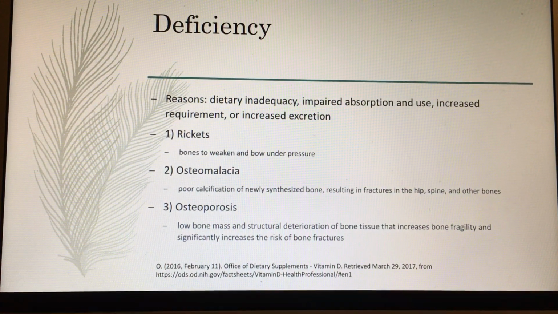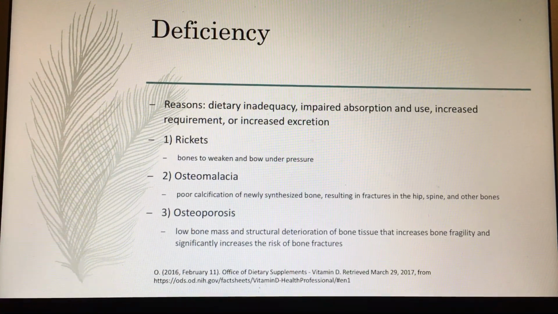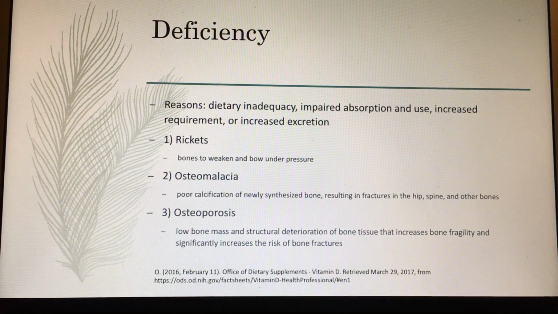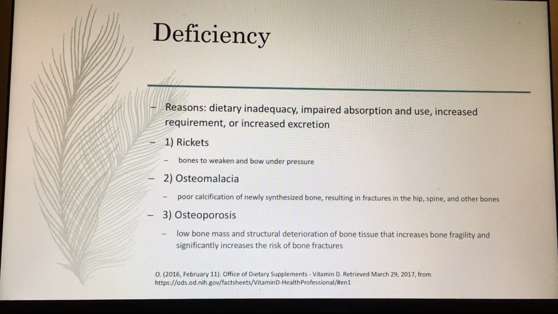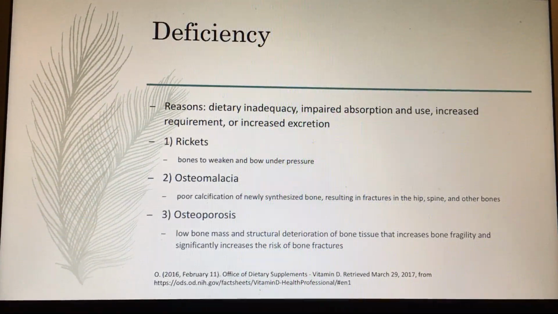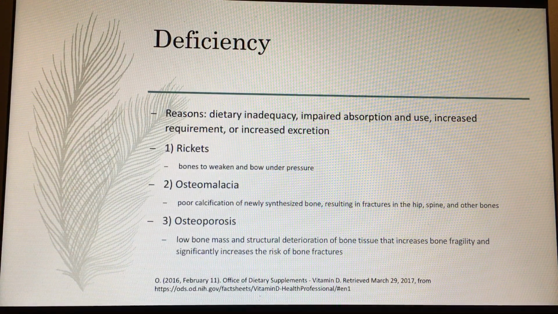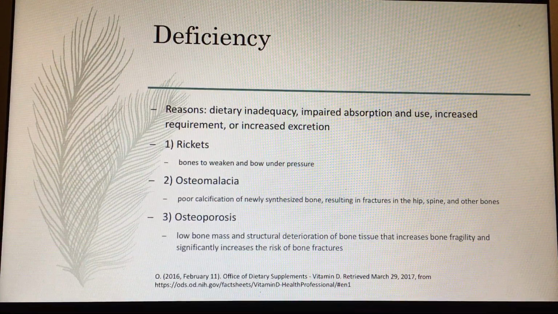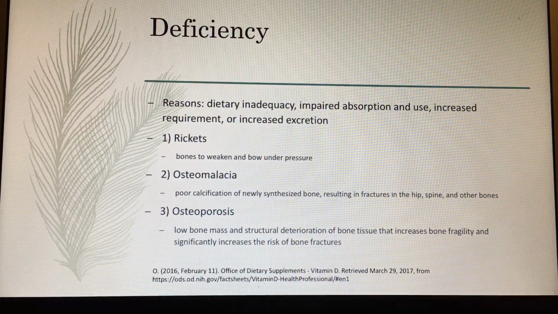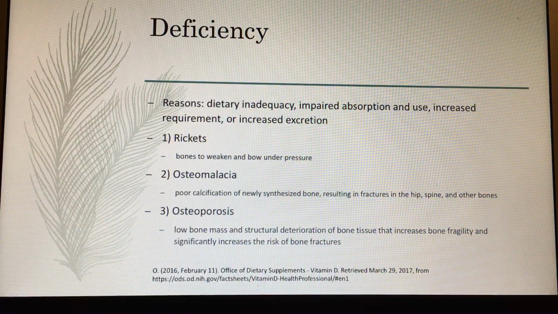Second, it might cause osteomalacia. It happens to adults mostly. It means soft bones. It is characterized by poor calcification of newly synthesized bone, resulting in fractures in the hip, spine, and other bones. Osteomalacia is most likely to occur in adults with kidney or liver disease, or intestinal diseases that impair fat absorption. Other adults at risk of deficiency include those with dark skin and with limited UV exposure. Symptoms are bone pain and muscle weakness.